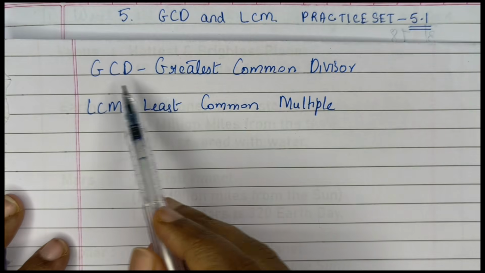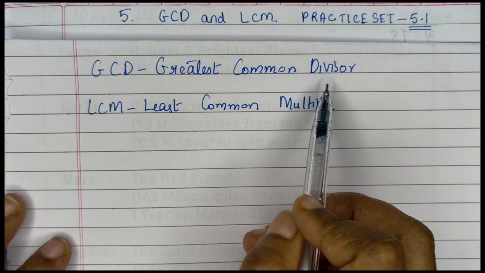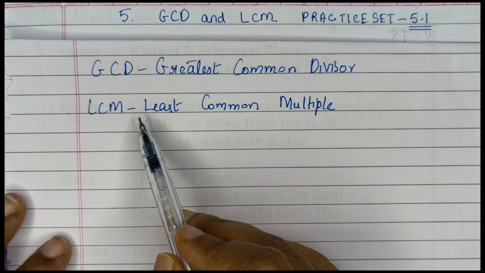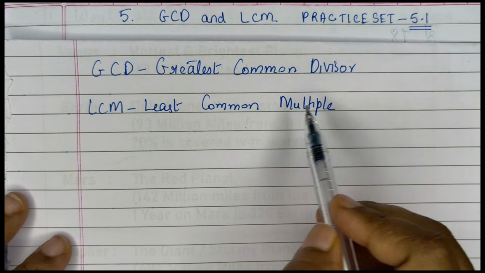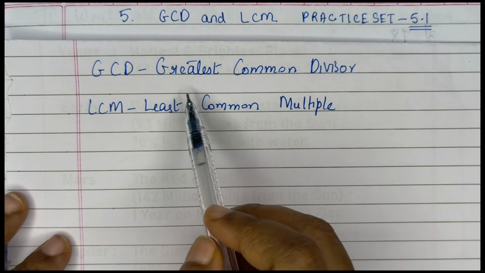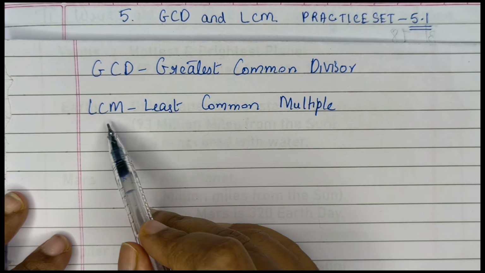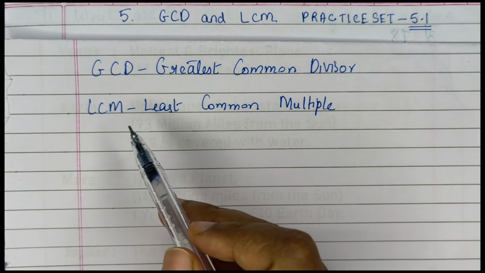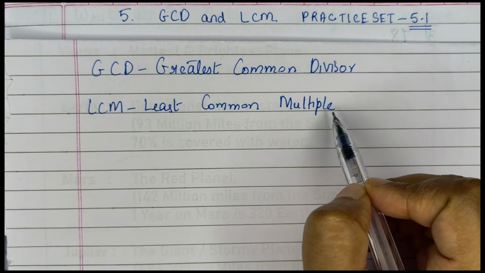Okay, now GCD means the greatest common divisor, and LCM, least common multiple. Now for this practice set you only need to learn what is a divisor and what is a multiple. Later in the next practice set we will learn what is the greatest common divisor and what is the least common multiple, that is GCD and LCM. We have to find the GCD and we have to find the LCM, but for the first practice set 5.1, just know what is a divisor and what is a multiple.